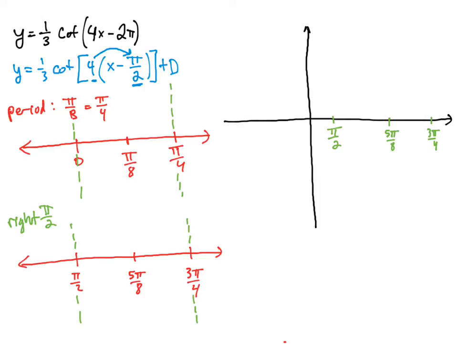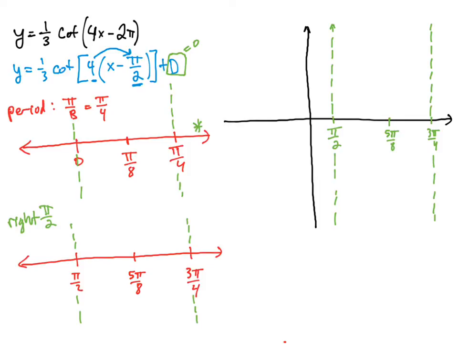Now there's no vertical shift. We had a d value of 0. That's 0. So we have no vertical shift. So the x-axis is still going to be the horizontal axis. We're going to have asymptotes at the beginning and the end for cotangent. Again, this is different than tangent. Tangent has asymptotes where the period straddles 0. Here, for cotangent, our beginning of the period is 0. So the asymptotes are going to be at pi over 2 and 3 pi over 4.